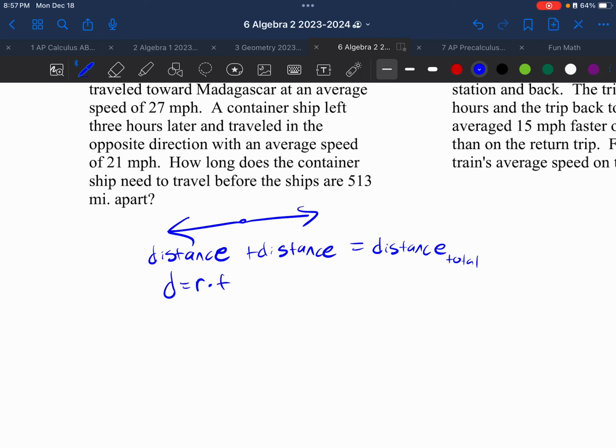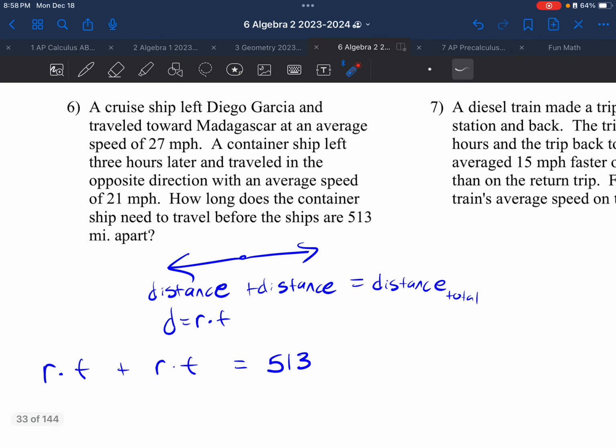So I'm going to have rate times time plus another rate times time, and it's going to be equal to the total distance. And we know the total distance is already 513. Let me go ahead and fill that in right now. It says the ships are 513 miles apart. That is a distance. So let's go ahead and label these.